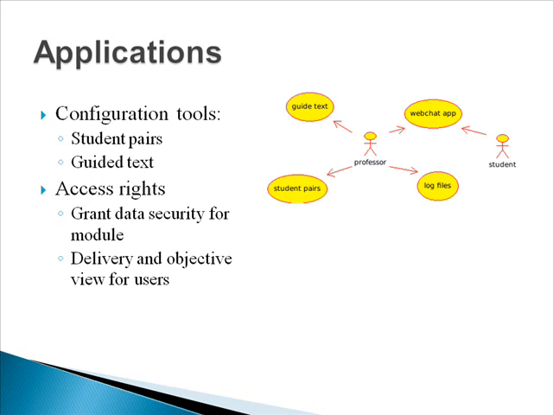The module is formed by 4 applications. The main application, the web chat, which is used by a pair of students. 2 configuration tools, one to set up the student pairs, the other to set up the guided text, and 1 application to see the log files from chat sessions. The access level of users for the web chat module allows the student to access the web chat application but denies access to the other applications.